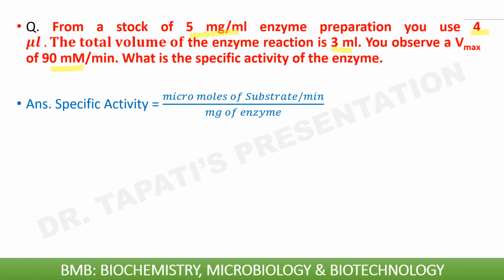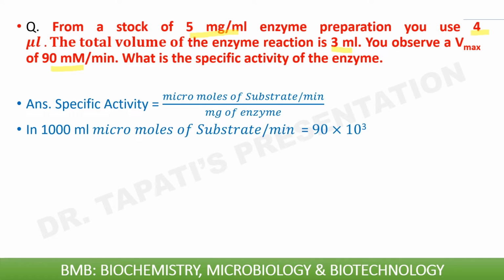We can write, specific activity is equal to micromoles of substrate conversion per minute divided by mg of enzyme. In 1000 ml, micromoles of substrate per minute is equal to 90 into 10 to the power 3, because 90 millimolar per minute means in 1000 ml micromoles of substrate is 90 into 10 to the power 3. We are converting millimoles to micromoles, so we are multiplying by 10 to the power 3.